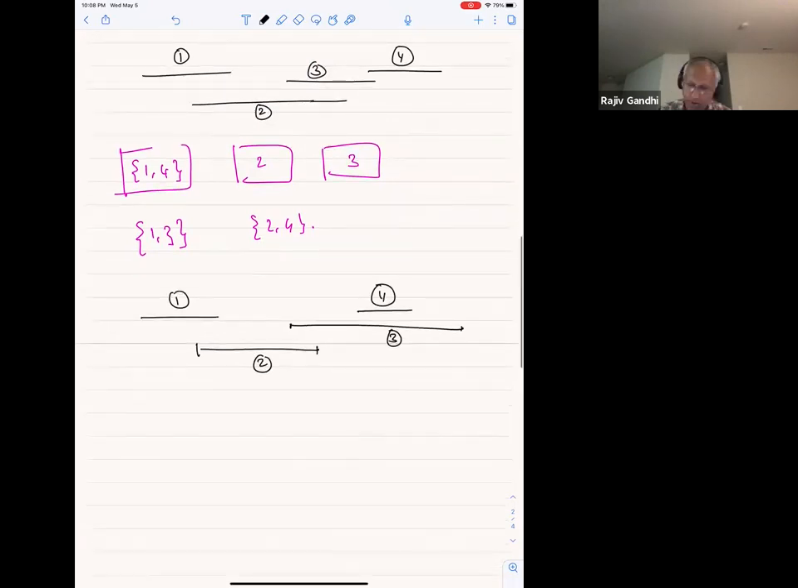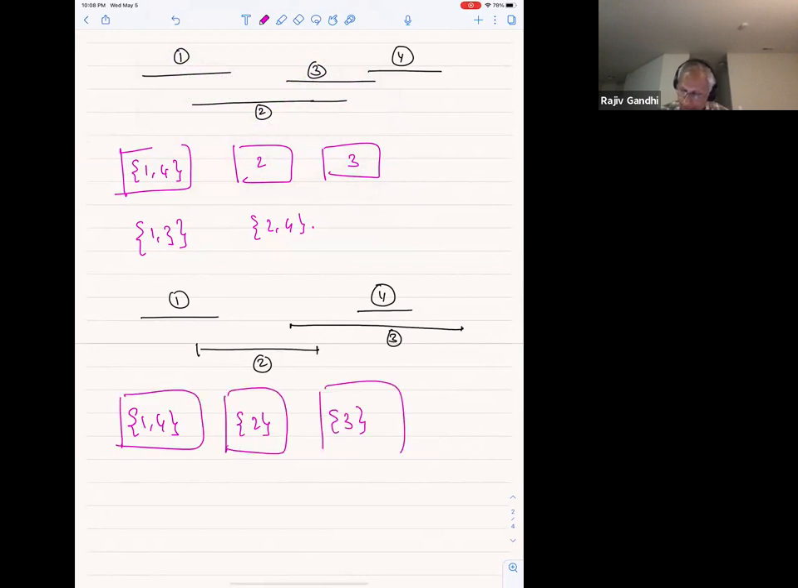Now, do you think that I coupled it wrong? 1 and 4, and then 2, and then 3. Siddharth, your algorithm goes out of the window.